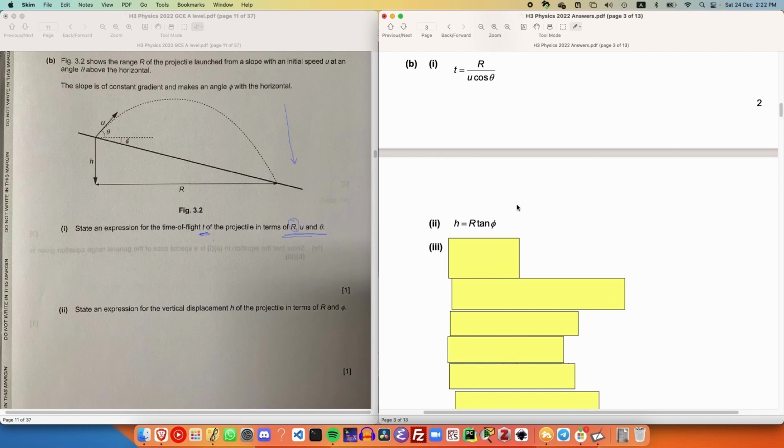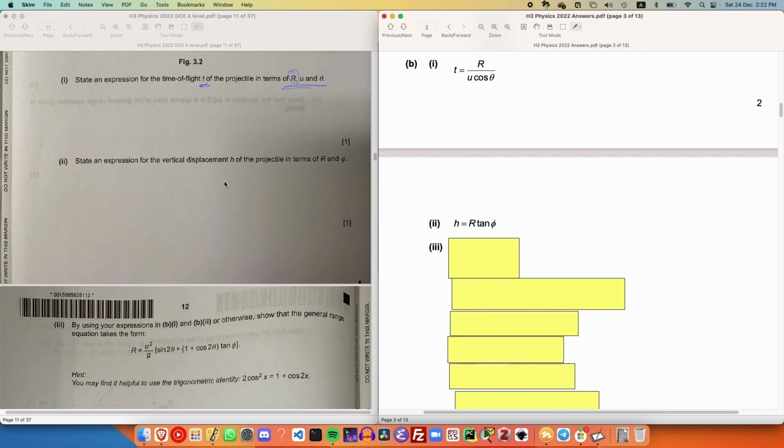Now part 2 is just trigonometry. And part 3 asks us to combine our first two parts to get an equation for the range. Now this is where kinematics equations come in. For the vertical component, we can use the standard SUVAT equations. Vertically, the SUVAT equations take the form as such.